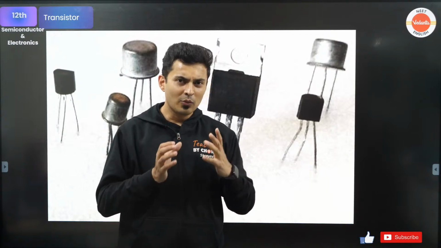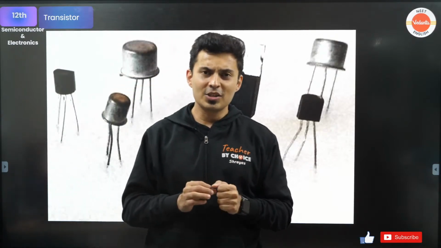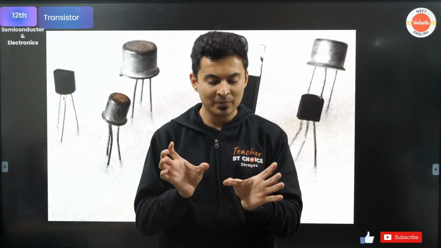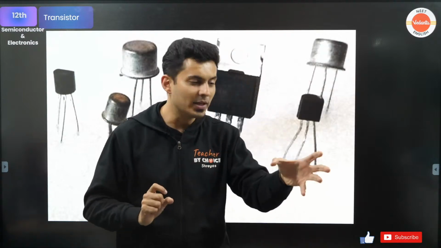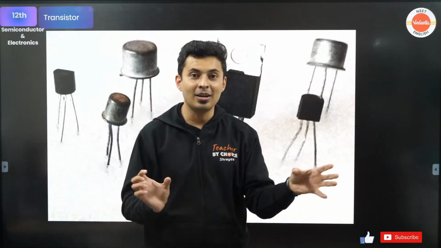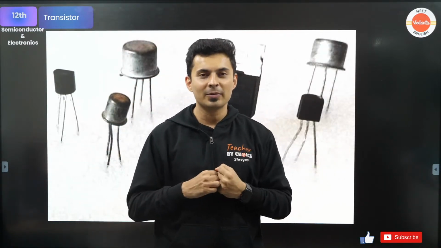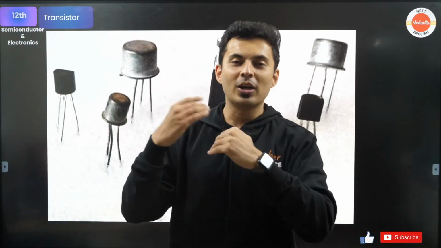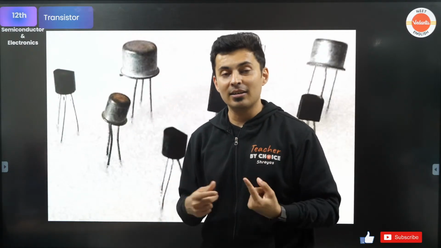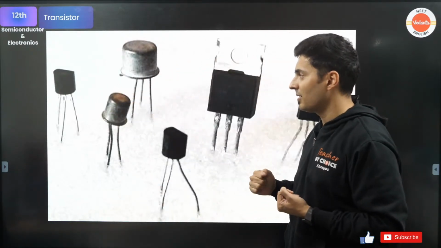Now, what will happen if instead of taking P and N-type, you take P, N, and P, or N, P, and N, and combine all of them together? It is a bigger or higher version of a diode. That device is called a transistor.